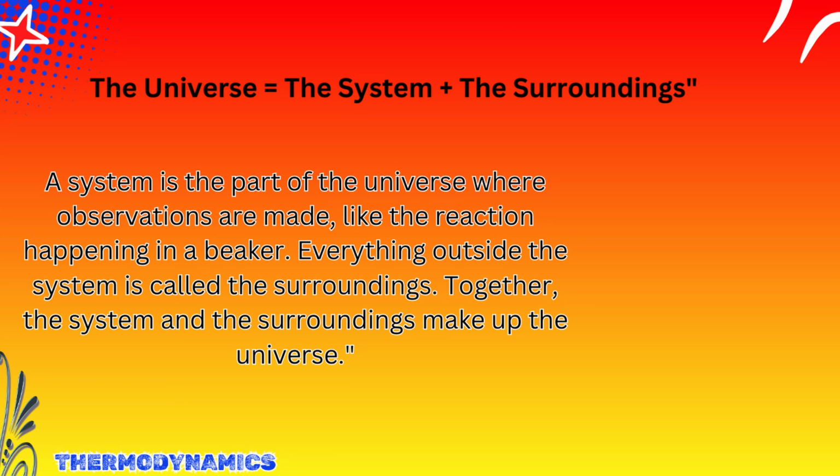To understand thermodynamics better, we need to know some key terms like the system, the surroundings and the boundary. A system is the part of the universe where observations are made, like the reaction happening in a beaker. Everything outside the system is called surroundings. Together, the system and surroundings make up the universe. For practical purposes, the surroundings are limited to the part of the universe that can interact with the system.